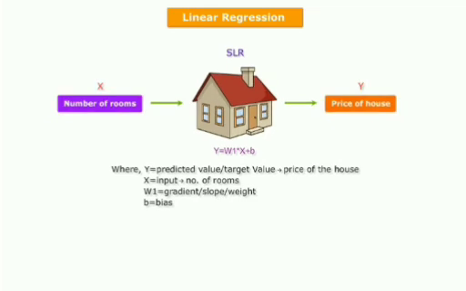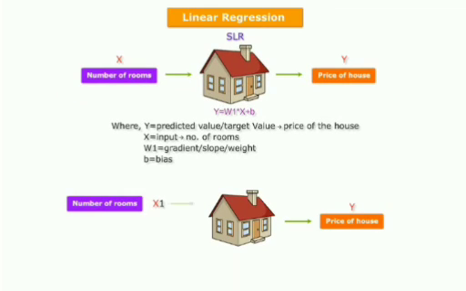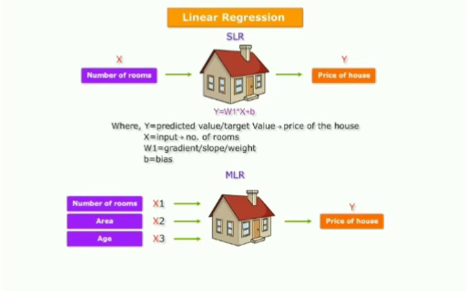If the price of the house depends on number of rooms, area and age of the house, then the relationship becomes y is equal to w1 multiplied by x1 plus w2 multiplied by x2 plus w3 multiplied by x3 plus b, or y is equal to b plus summation 1 to n wn multiplied by xn, with n equal to 3 in this case.